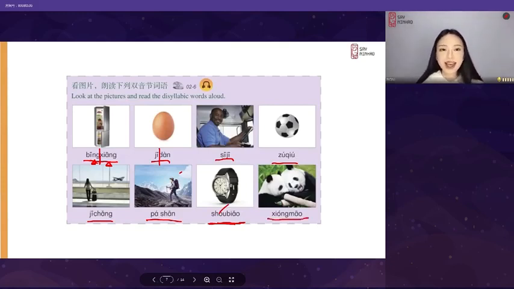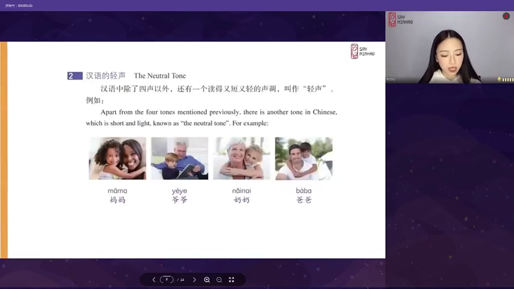Last one is the panda. Panda in Chinese is 熊猫, 熊, 猫. The initial is 西, the final is 熊, the tone is second tone. Put them together, 西熊, 熊. The initial 摸, the final 猫, the tone, the first tone, 猫, 熊猫. So these are the new pinyin, new initials and finals for today.